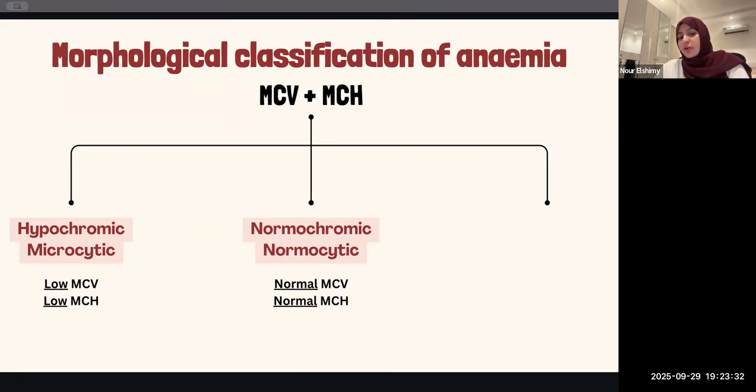And finally, we have the macrocytic. Now, in this case, we cannot say macrocytic hyperchromic because hyperchromic is not a thing, right? So it's only macrocytic. Okay, so macrocytic refers to a high MCV. All right. Okay, let's take each one and talk about them further.